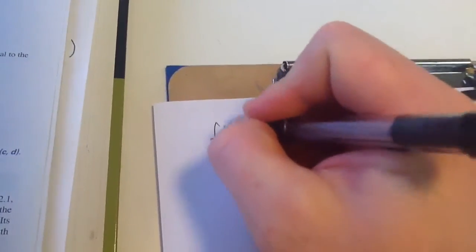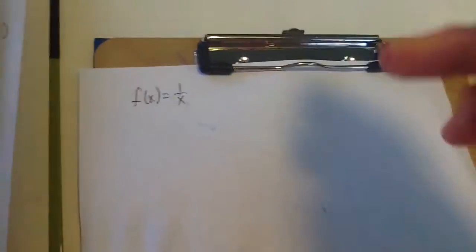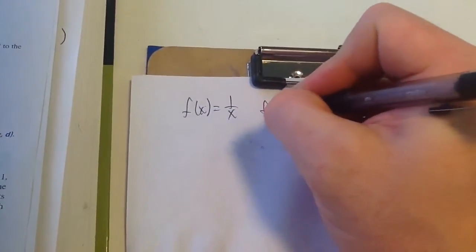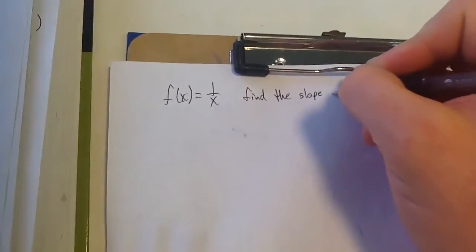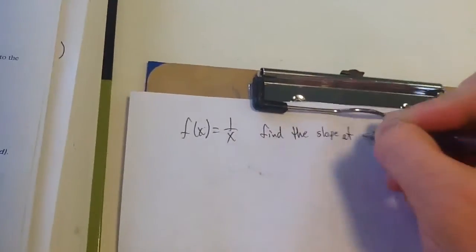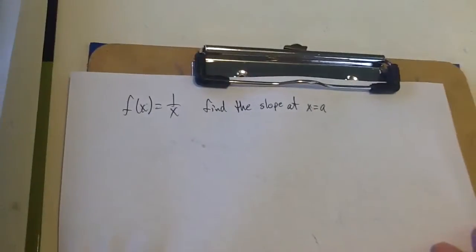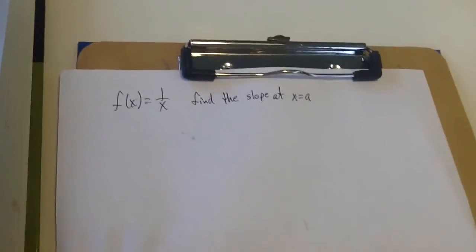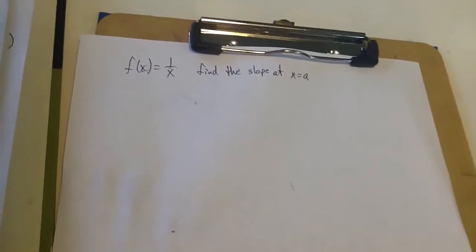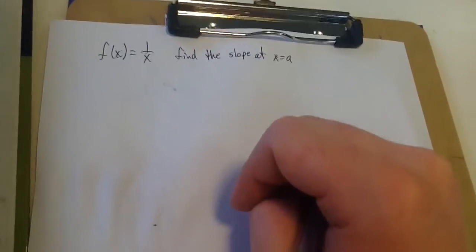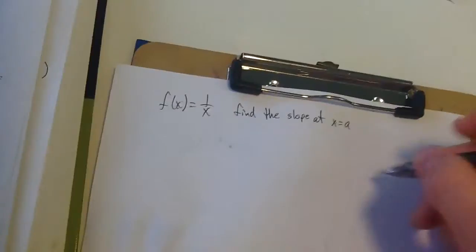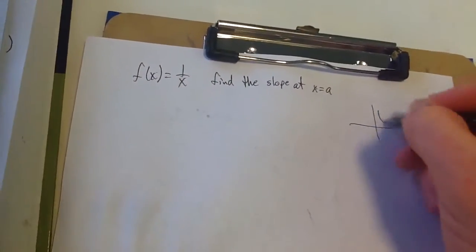So if we have f of x equals 1 over x, we're going to find the slope at x equals a. So in this case we're going to do it with letters. And all the ones we've done before, we used numbers, we did rise over run, and it was easy. Now we're just going to use x equals a. So this looks something like this.